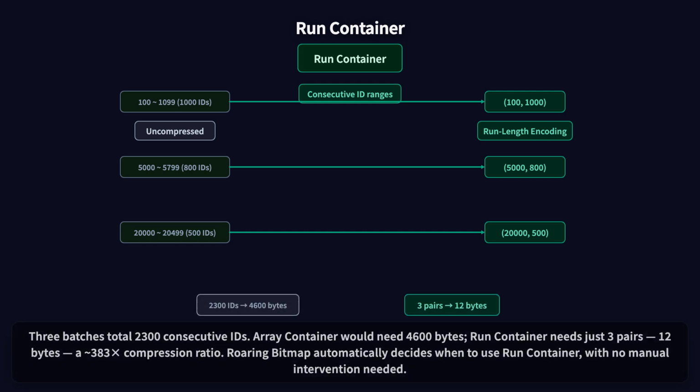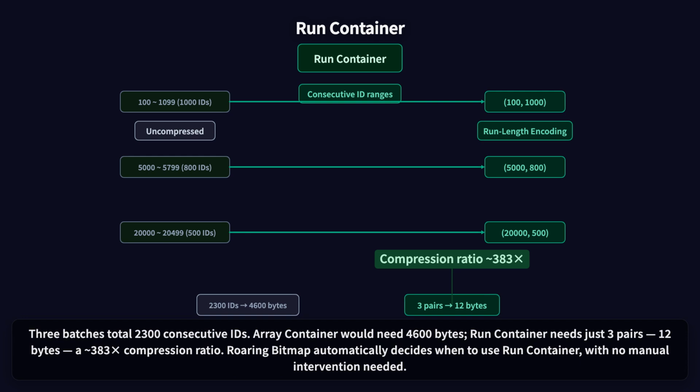3 batches total 2300 consecutive IDs. Array container would need 4600 bytes. Run container needs just 3 pairs, 12 bytes. A 383x compression ratio. Roaring Bitmap automatically decides when to use run container, with no manual intervention needed.